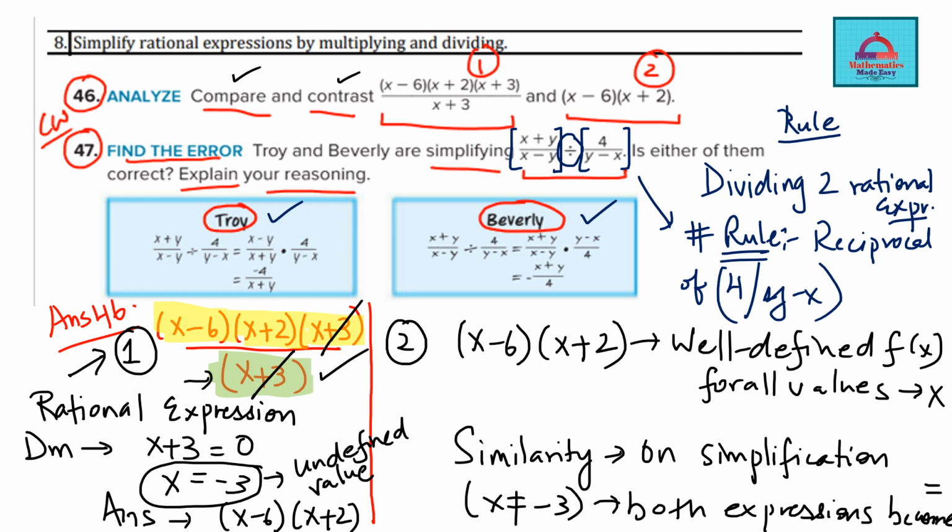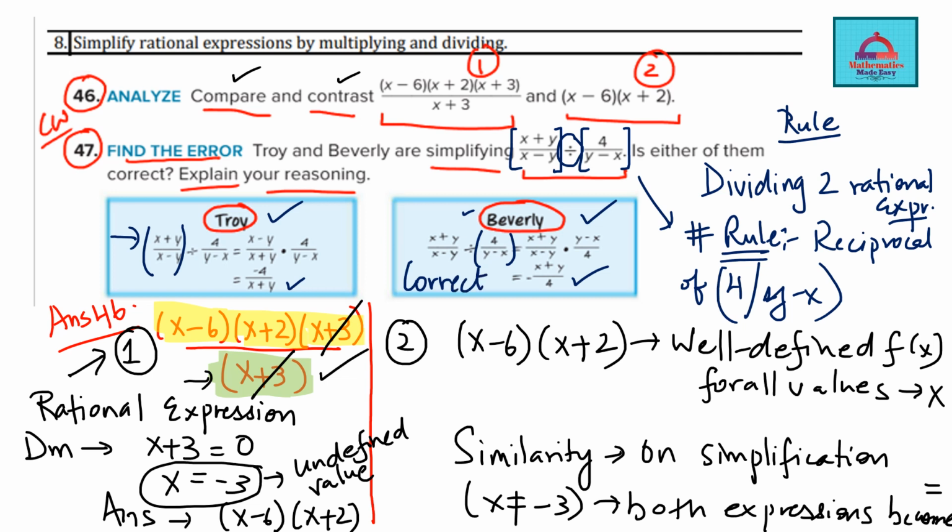So here if you see Troy's answer, he has already solved it in his notebook. He has taken in the first step the reciprocal of this term, not the second one. And that's why he got this answer, whereas Bevelry gets a different answer. Why? Because she has done the correct thing. She has taken the reciprocal of the second term. So when she does that, it is y minus x over 4. And then she has cancelled the common term, which is x minus y here. She has changed the sign, and that's why it is negative. So you cancel that, and therefore we can safely say that Bevelry has done the correct thing.